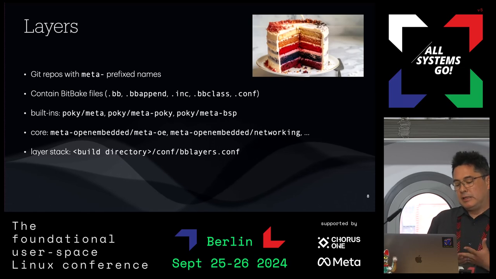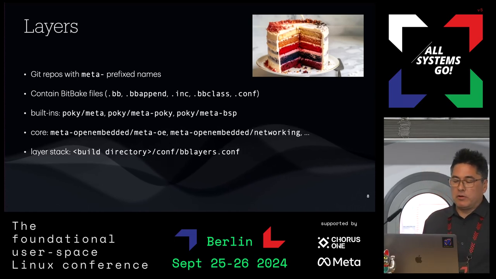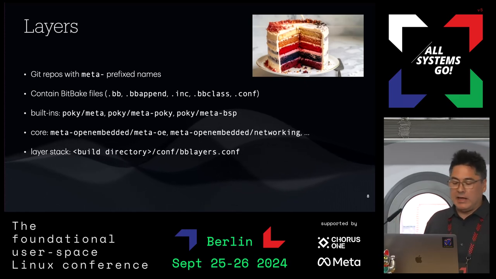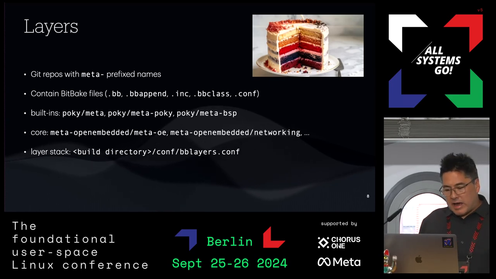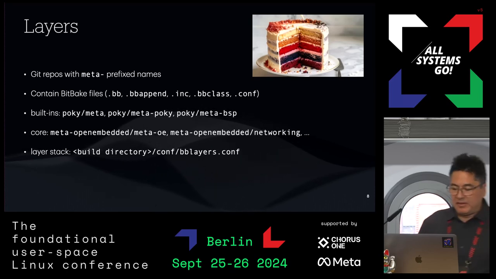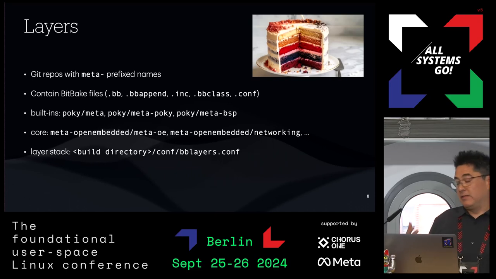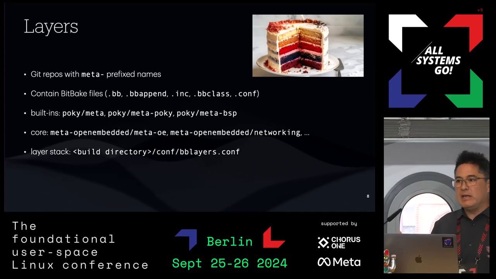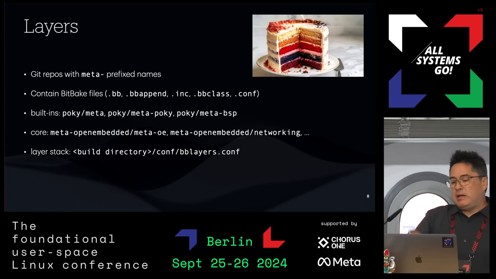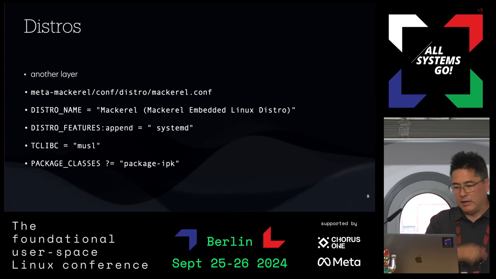So the built-in layers are part of the Poky repo. Poky is the default distro for Yocto. It's the first Git repo that you need to do anything with Yocto. The next layer on top of that are the OpenEmbedded core layers, which include networking, file systems, things like that. As you build up your layer stack, it's like the layers of a cake. That's why it's called Bitbake. You're baking your Linux image. As you build them up, these appear in a conf file in your output build directory. You'll see the active layers in there.